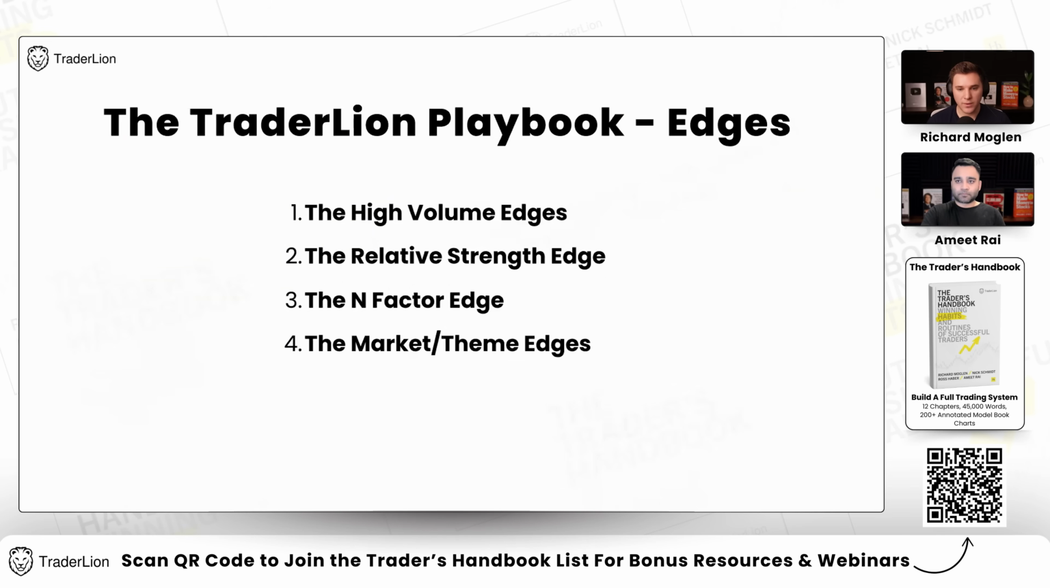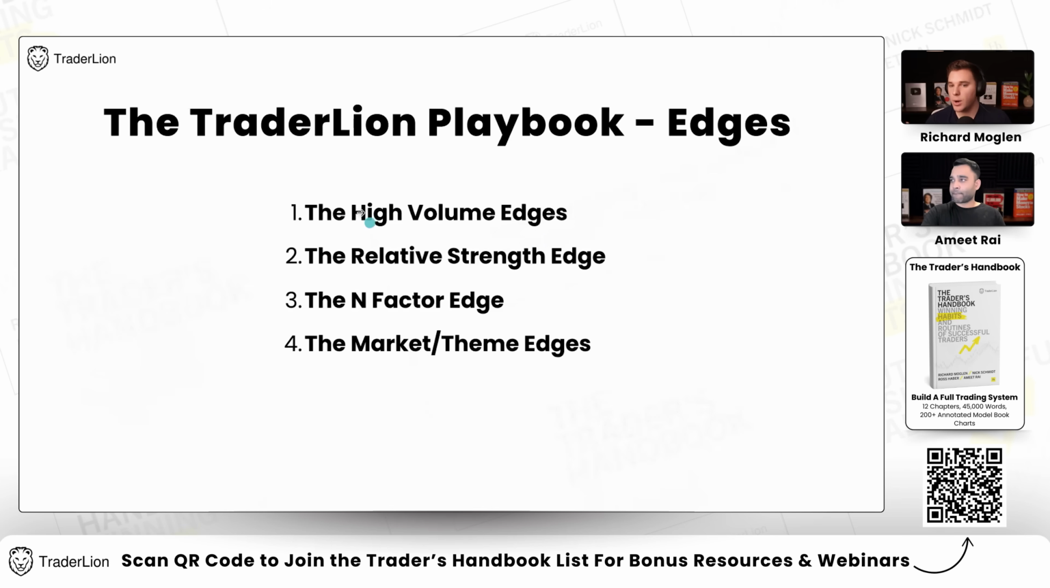And then number four, we've got a bonus, the market slash thematic edges, because we know that the market has a huge impact on the success of a trade. We also know that the theme that the stock is in, and if it's a strong theme or a weakening theme, has a huge impact on whether a particular setup will be successful. So these are the main four we're going to cover today with examples and screens for each of these. And personally, this is probably the number one that I focus on, the relative strength edge. I also incorporate a lot of the N factor edge in number four, while Rye favors the high volume edges. This is his bread and butter, so he focuses more on those.